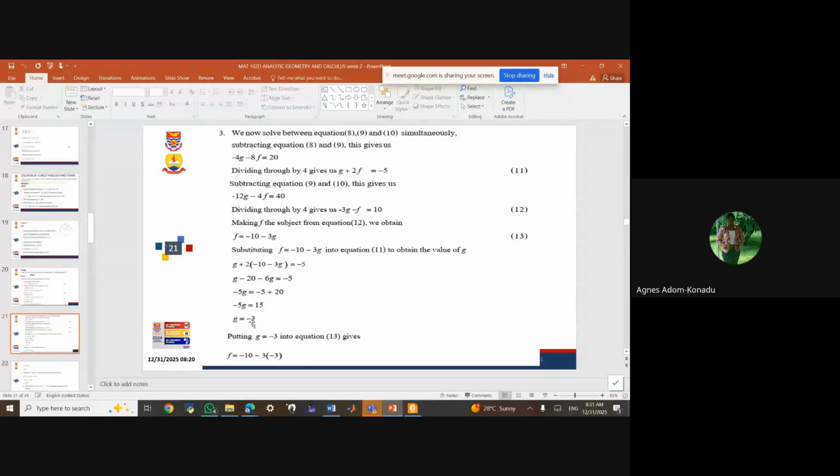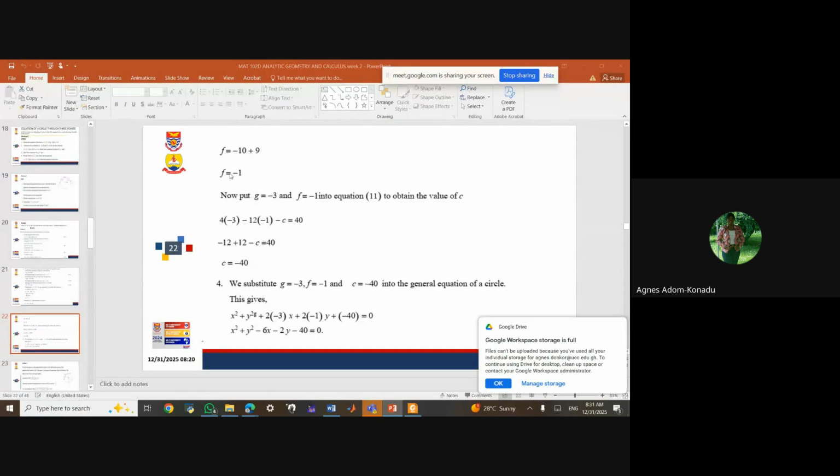So with J equal to negative 3, I can substitute it here, so that my F will be minus 10 minus 3 times minus 3. That will be positive 9. So I have F is equal to minus 10 plus 9, so I'm going to get F to be minus 1. Then I can put J equal to minus 3 and F equal to minus 1 into any of the equations, but this one we decided to put it in equation 11.